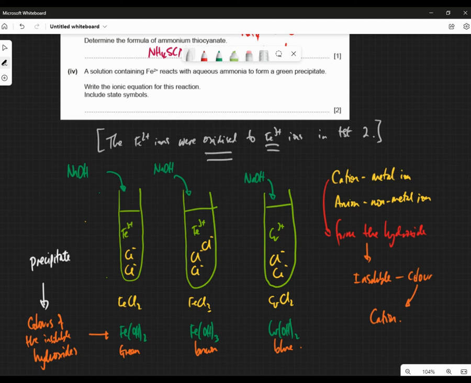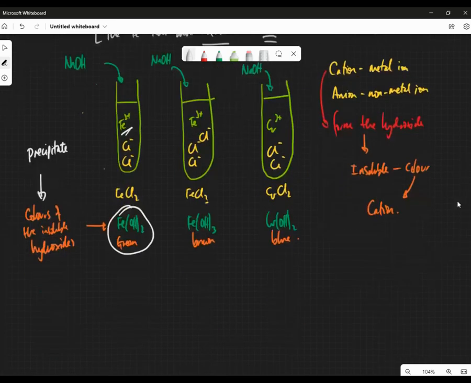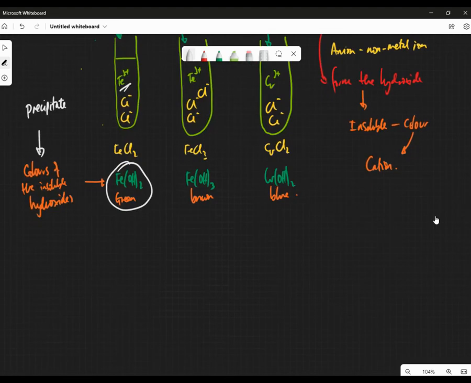Okay, and then one of the tests we've just done above, that's why you get a green precipitate, because there's Fe2+ ions in the solution, and it forms a green precipitate of iron(II) hydroxide. That's why you get these colors. Now that's sodium hydroxide, all right? But what about ammonia? Well, let's have a look.